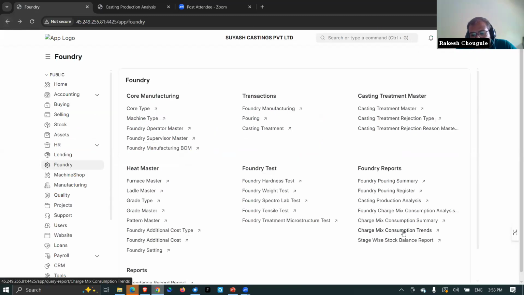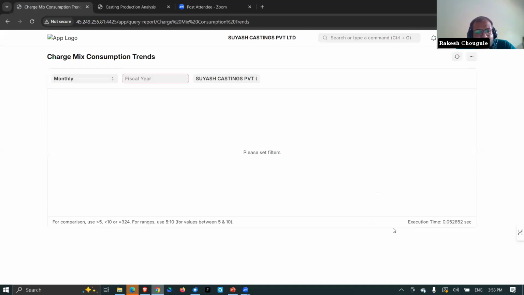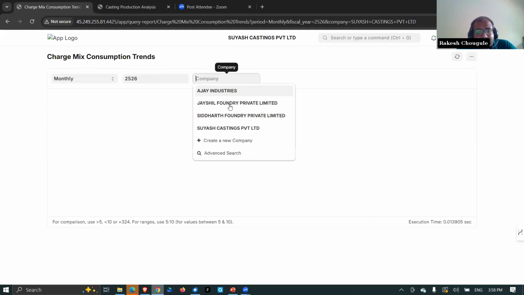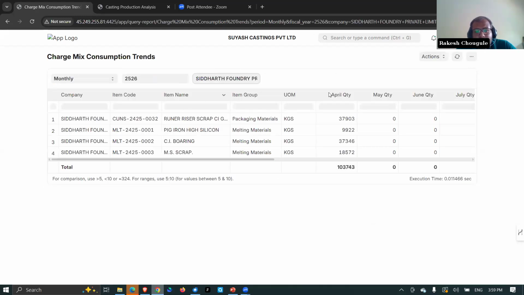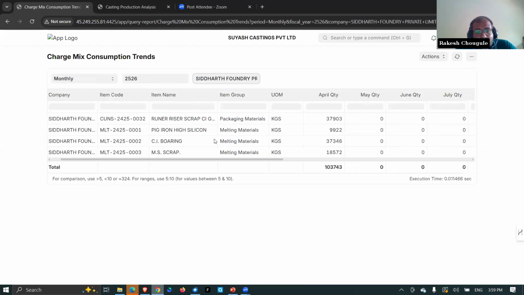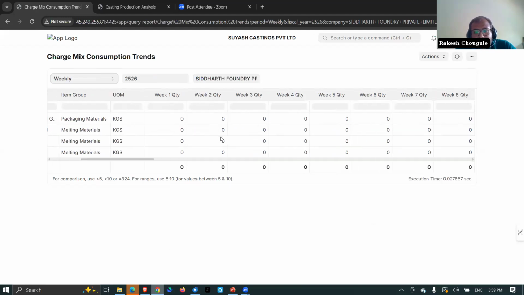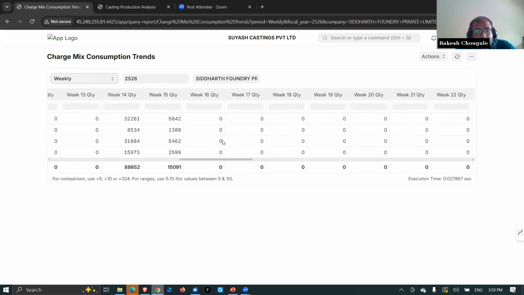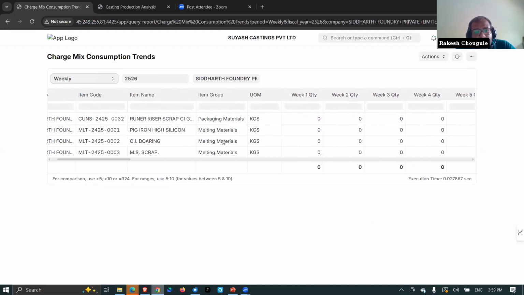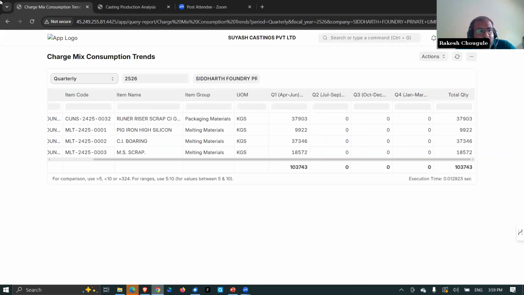After that, there is a charge mix consumption trend report. In the charge mix consumption trend, we can see the trend analysis of the rejections. Here you can see monthly. If I make it weekly, then you can see a weekly report of how much charge mix we have consumed during a particular month, particular week, or first quarter, second quarter. We can compare it accordingly.